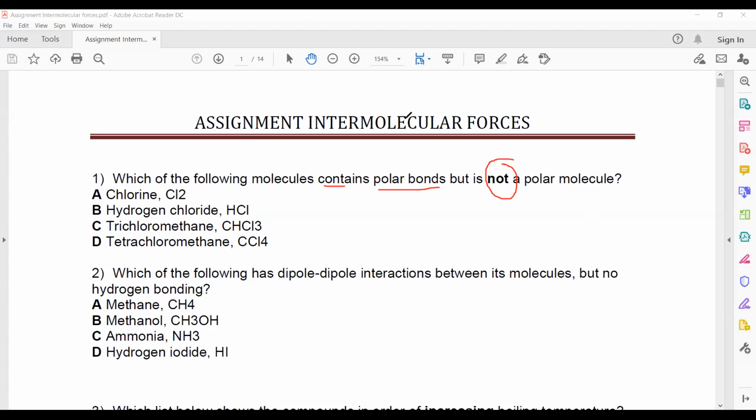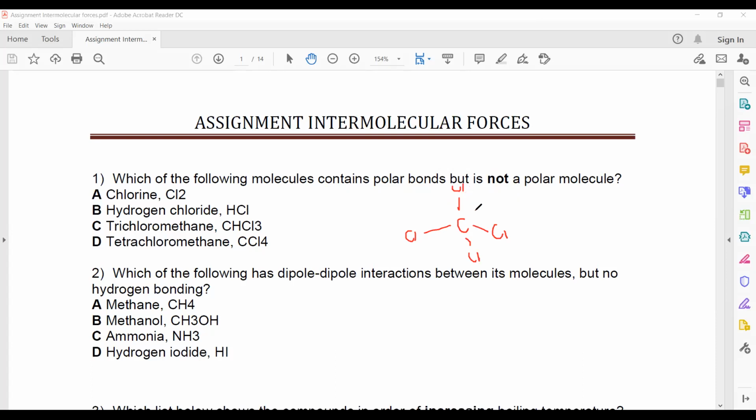So HCl. Look, in HCl only two atoms are there. Hydrogen is partial positive, chlorine partial negative. The bonds are polar, and the overall molecule is also polar because there is no symmetry. But when you check CCl4, carbon tetrachloride, the bonds are polar because carbon and chlorine have different electronegativity.